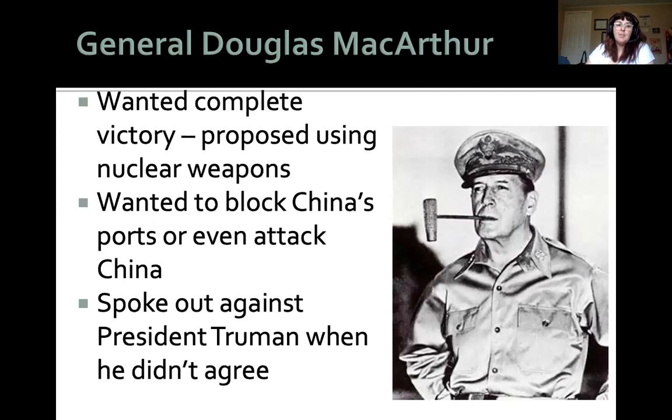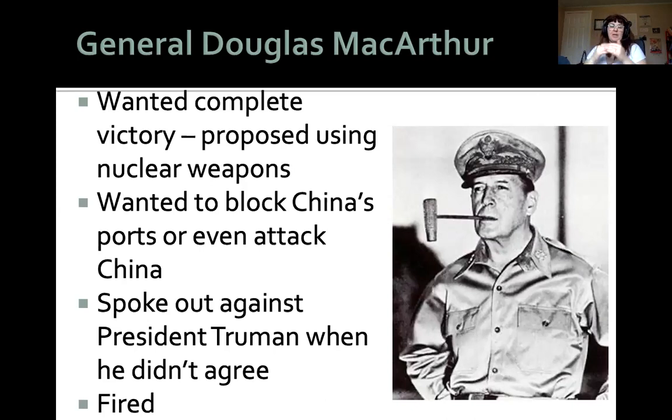President Truman says, no, we're not going to attack China. And he relieves MacArthur of duty, which is military speak for being fired, which is a big deal because he was a general in the US military and he was fired for basically saying we should attack China and use nuclear weapons in Korea, right?